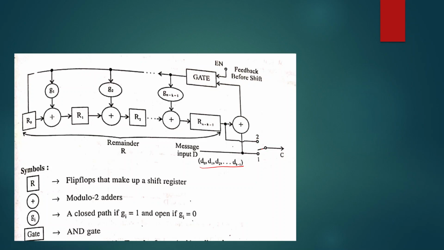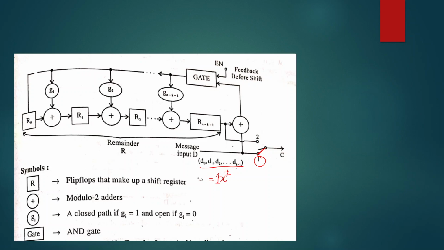Now what we will do, we are going to apply to the switch. So apply to the switch number 1. In this case, we are going to feed dk minus 1 into the channel first, followed by dk minus 2, so on up to d0. Since we are feeding the information, if d is a vector, we will send the highest power coefficient, corresponding to the highest power in x, first.